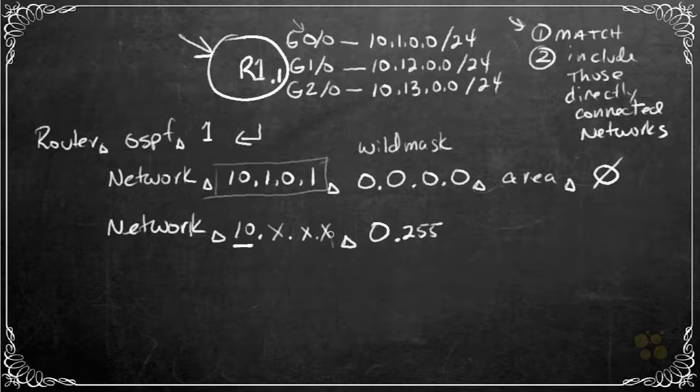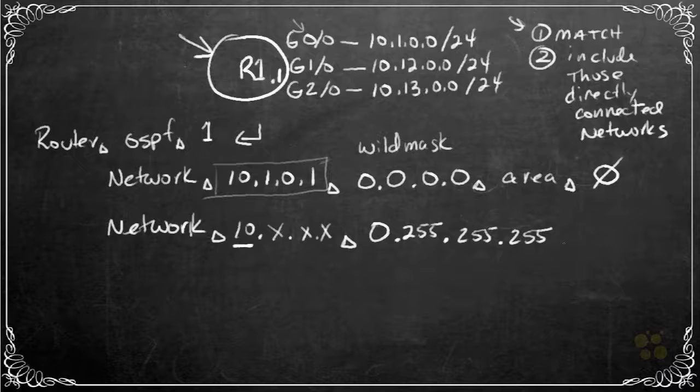and 255 mapping up to the third octet, saying I don't care what's in those bits either, and then 255. So these are called wildcard bits because they tell the router, doesn't matter, not looking at those, don't compare those. In this case, the router would look for any interfaces that begin with 10 anything, and then it would put those directly connected networks into that OSPF process.